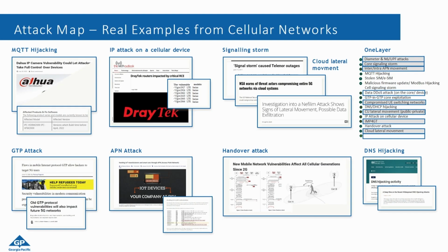Some of the common ones that we saw across the board for customers and other enterprise-level companies having issues with private cellular included MQTT hijacking, IP attacks, signal storms, DNS hijacking, and APN attacks. The most common one that I'm used to is DNS hijacking.